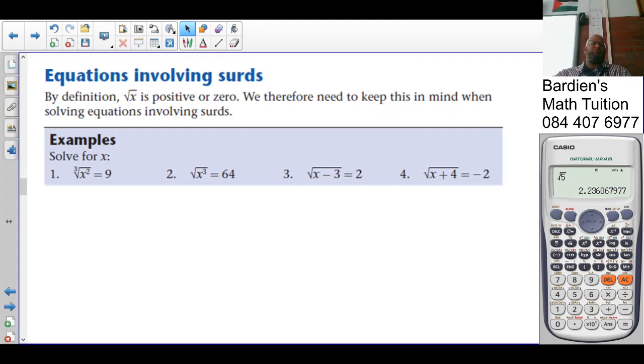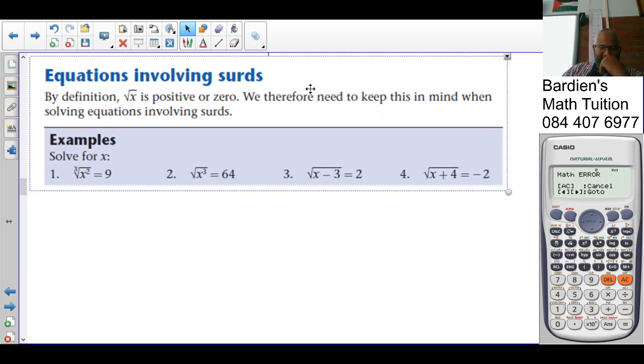I'm expecting somebody to say minus 4. Nice, nice. So the square root of minus 4. What do you think that would be? Undefined, non-real. So that is the answer for a square root. If it's real, it will always be 0 or positive. Does it make sense? We therefore need to keep this in mind when solving equations involving surds.